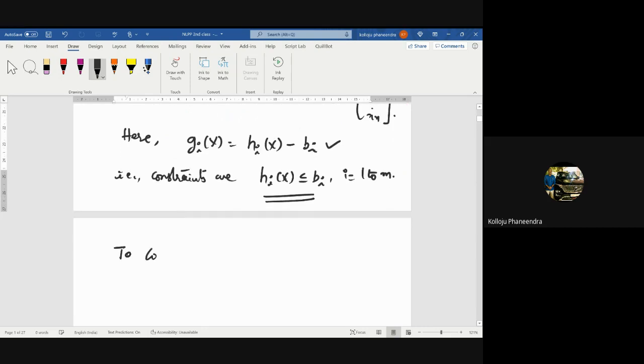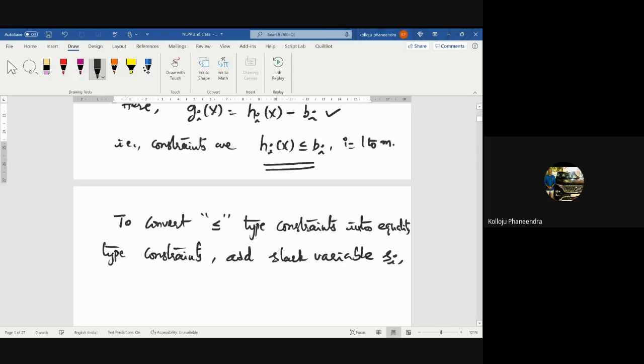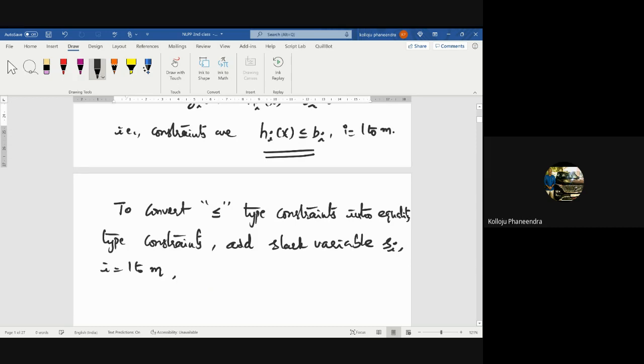The next step is to convert the less than or equal to type constraints to equality type constraints by adding slack variables si, i equal to 1 to m. Since m constraints are there, we have to add m slack variables, where all si are greater than or equal to 0.